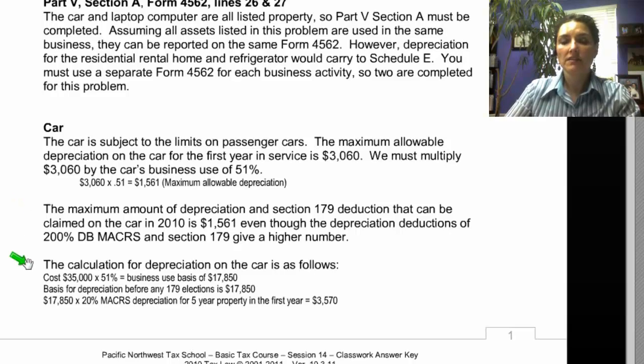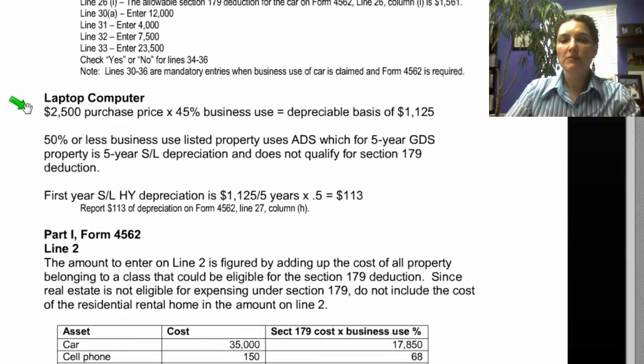We calculate the cost of the car for purposes of depreciation by taking the $35,000 cost, multiplying that by 51%, and getting the business use cost of the car, which is $17,850. For the laptop computer, we take the $2,500 purchase price, multiply that by the 45% business use, and we get a depreciable basis of $1,125. However, with regards to that laptop, it is not more than 50% business use, and therefore it's going to fall under ADS rules that require straight line depreciation.